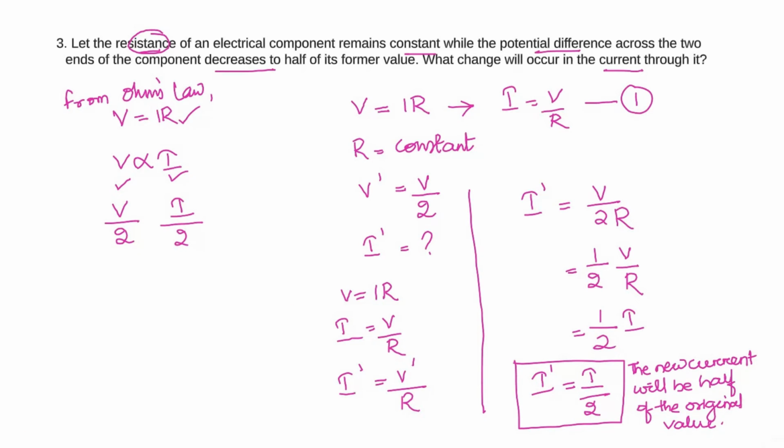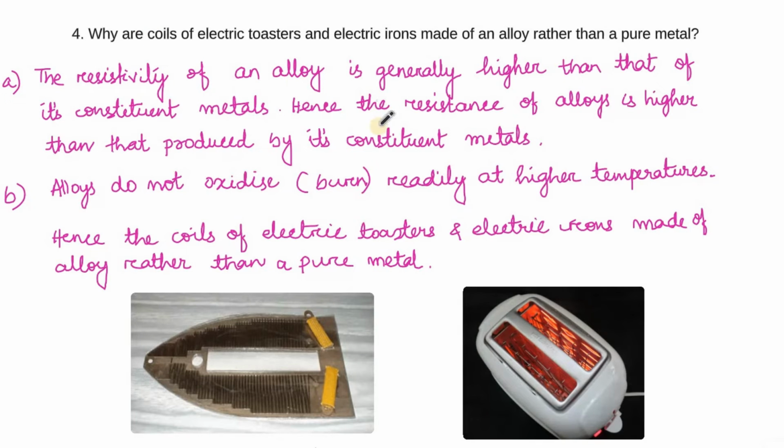Let's solve the fourth question. Why are coils of electric toasters and electric irons made of an alloy rather than a pure metal? Before we answer this question, I hope you know about alloy. Now alloy is a mixture of two or more metals combined together in some fixed proportion. When we combine the metals to form alloys, it becomes a totally new substance. Its resistivity also changes accordingly. The resistivity of an alloy is generally higher than that of its constituent metals. Hence, the resistance of alloys is higher than that produced by its constituent metals.